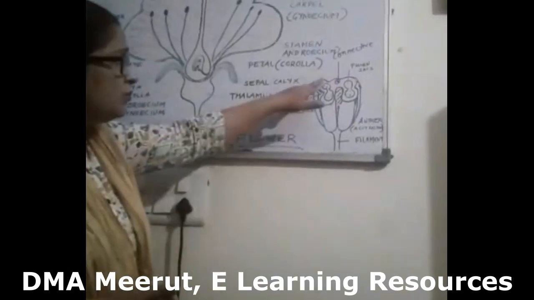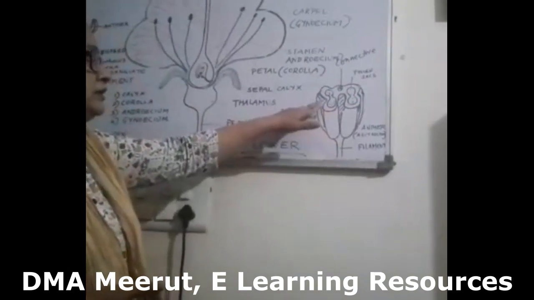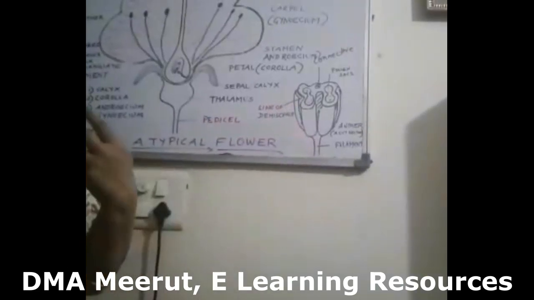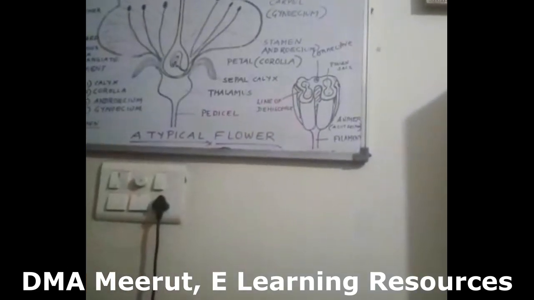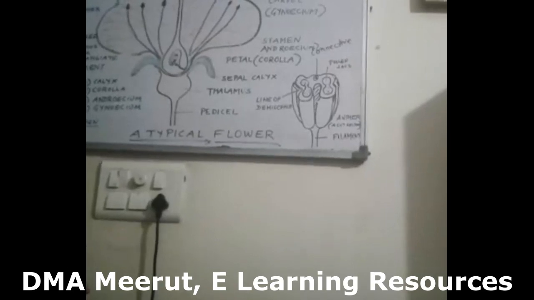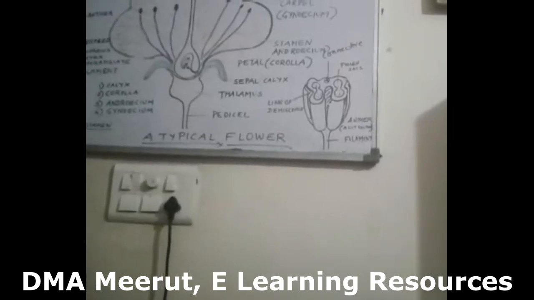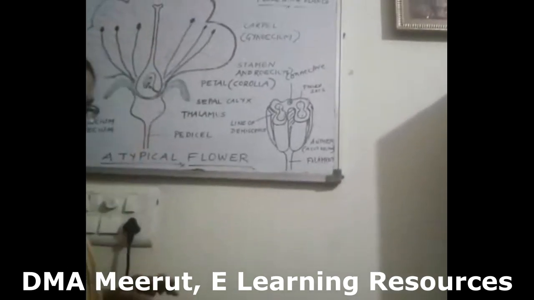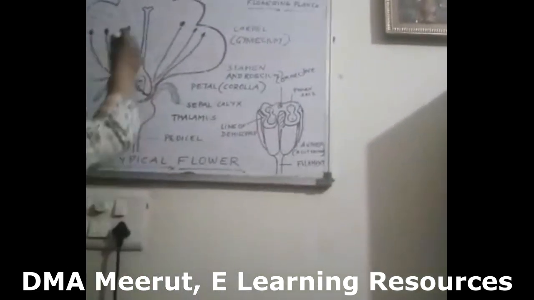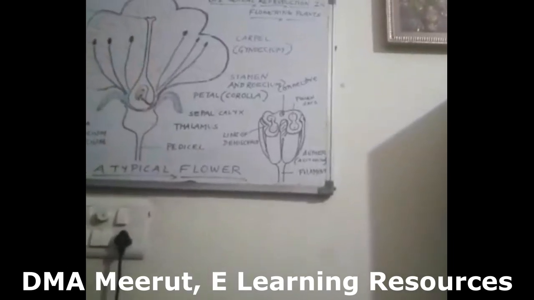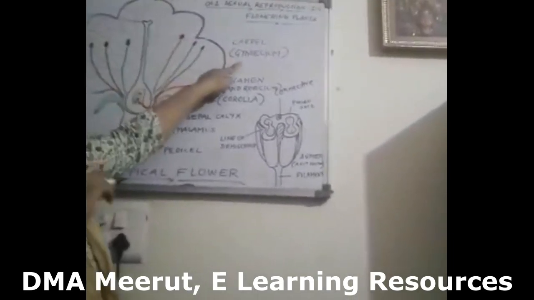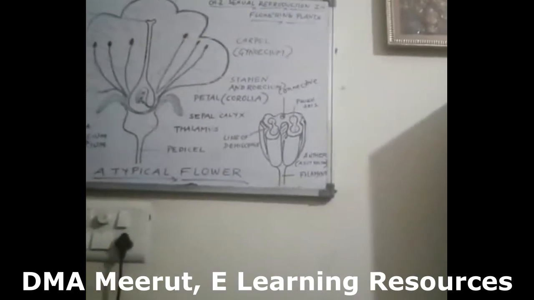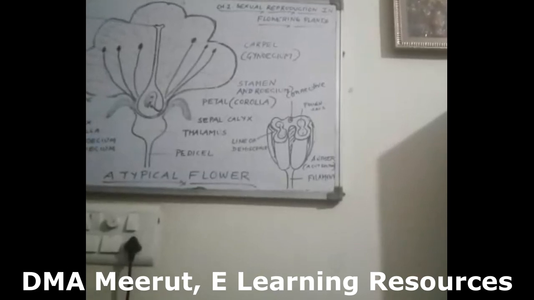Now in between the microsporangia there are thin walled cells present which help in dehiscence of anther, or you can say bursting of anther, so as to release pollen grains for pollination. Now students, if we talk about the structure of carpel, so here we have carpel which is divided into three parts. Carpel is also known as gynoecium, and the single unit of carpel is called pistil, which is divided into three parts. What are they? Stigma.